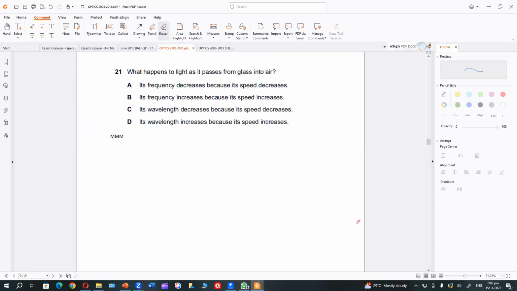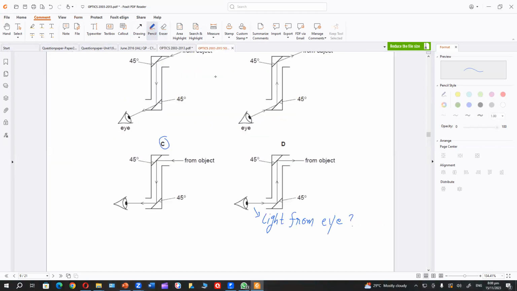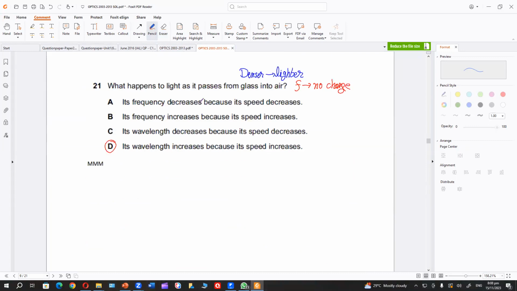What happens to light as it passes from glass into air? This is a concept to discuss here. When light travels from denser to lighter, frequency does not change, and lambda increases. Look at this rule. Remember this rule. The answer is there, but the important thing is the rule. Remember the rule.